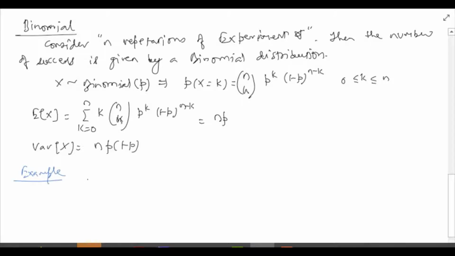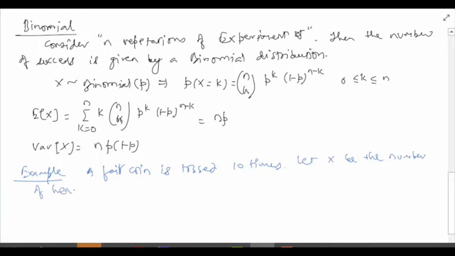Suppose a fair coin is tossed 10 times. So tossing a fair coin is an instance of experiment star. Here success may correspond to a head, failure may correspond to a tail. So a fair coin is tossed 10 times. Let X denote the number of heads.